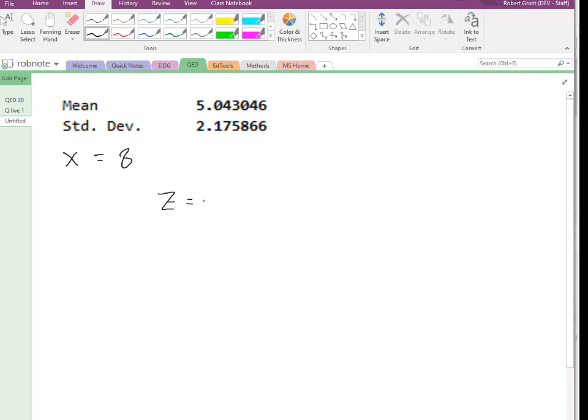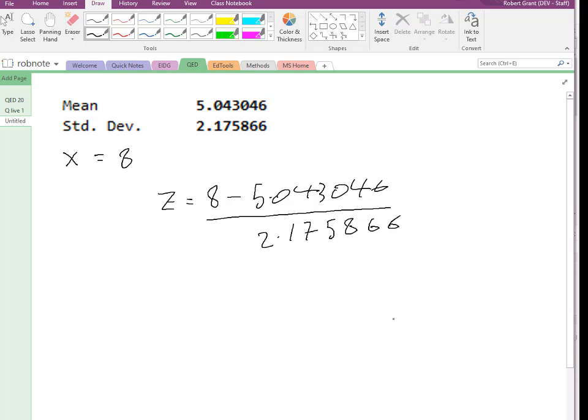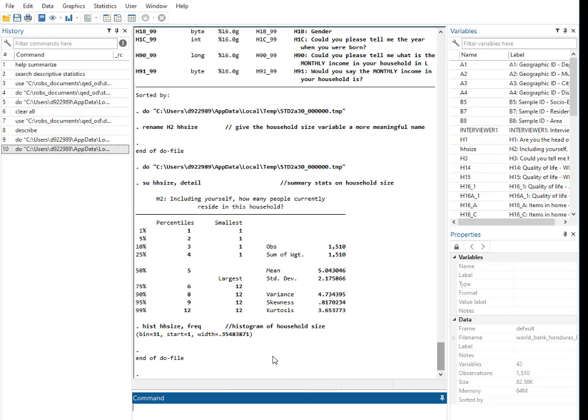So the z-score is the 8 minus the mean divided by the standard deviation. Okay, so one thing you can do is get a calculator out. However, there's another way of doing it. We can go back to our friend Stata here, and we can tell Stata that we want to work out the z-score by using the display command.